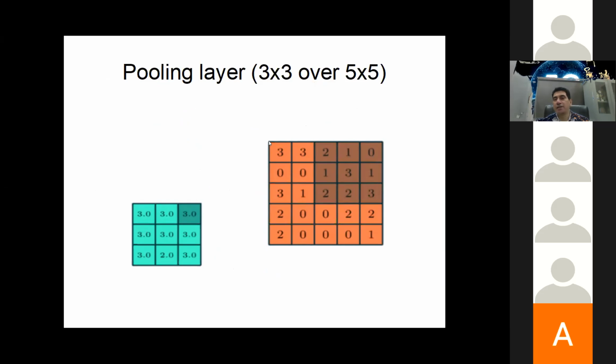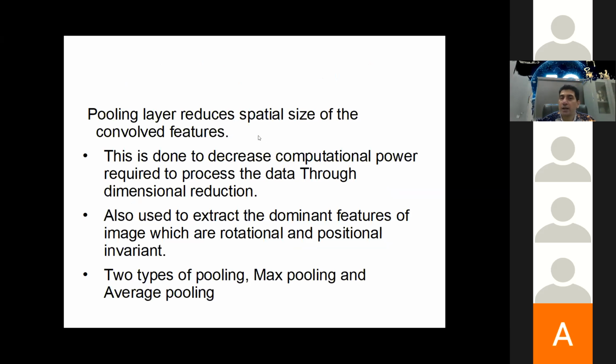Now let's come to the next important part, what is called pooling. The pooling layer is usually used to subsample or reduce the dimensions. This is one example of what happens in a pooling layer. This is a matrix, I'm moving here, and what you get is the output of a pooling layer. It reduces the spatial size of the convolved features, so the computation power required is much reduced.